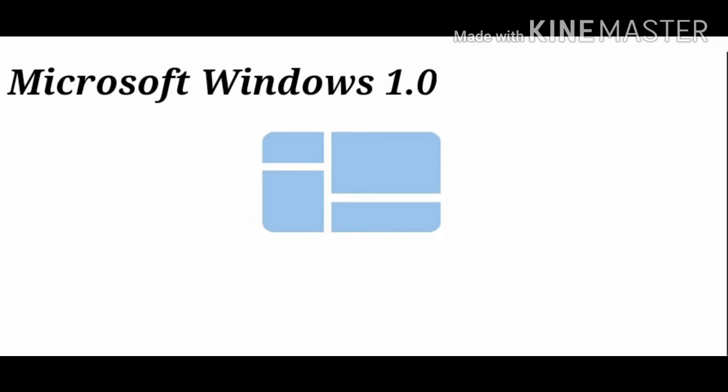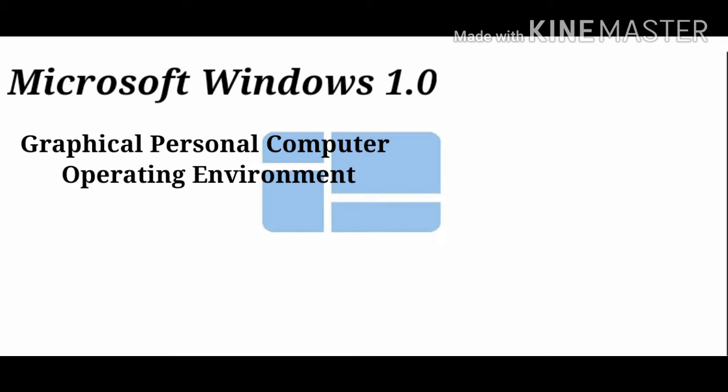So now, let us discuss Microsoft Windows 1.0. Microsoft Windows 1.0 is a graphical personal computer operating environment developed by Microsoft. Microsoft had worked with Apple Computer to develop applications for Apple's January 1984 original Macintosh, the first mass-produced personal computer with a graphical user interface, or GUI, that enabled users to see user-friendly icons on screen.